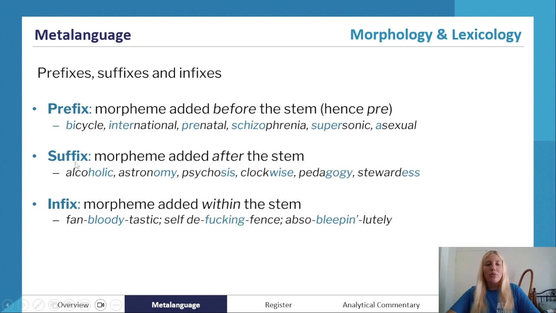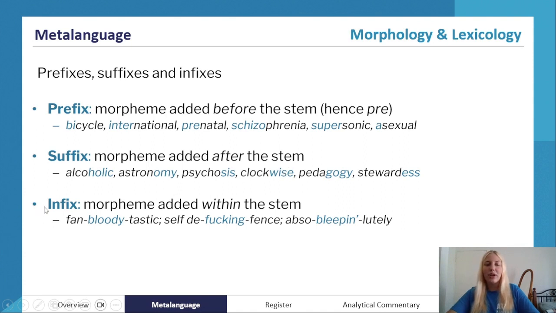A suffix is where a morpheme is added after the stem. So it's the opposite of a prefix. And we see some examples highlighted here. For example, clockwise. Clock is the stem. Wise. It seems like a different word, I know, but it's a suffix that's been added.